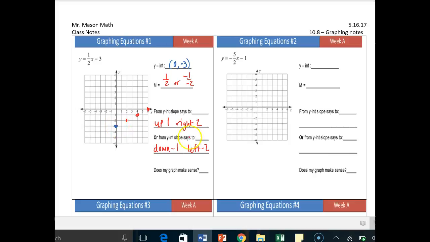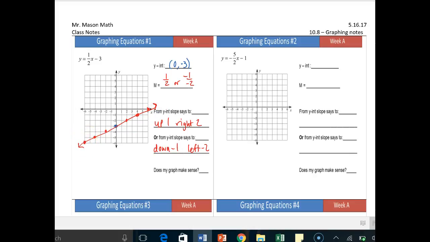Right? And then I go back to my original point and I go down 1, left 2, down 1, left 2, down 1, left 2. And then I take the ruler that's on my desk and I draw a nice fancy straight line all the way across. Now, if I had messed up and I went down 1, right 2, I'd start getting a V. I must get a nice fancy straight line.